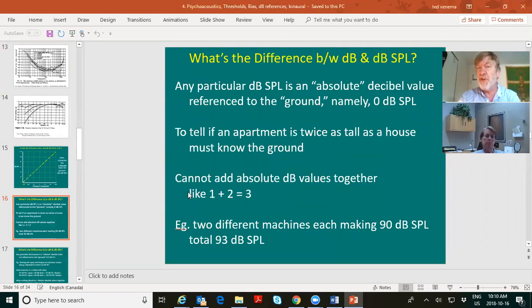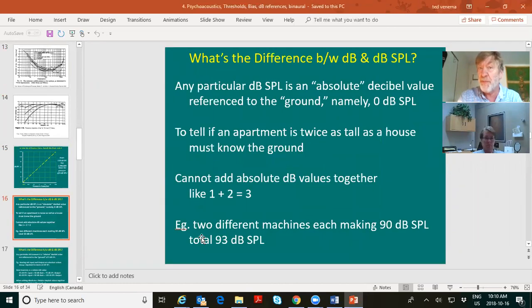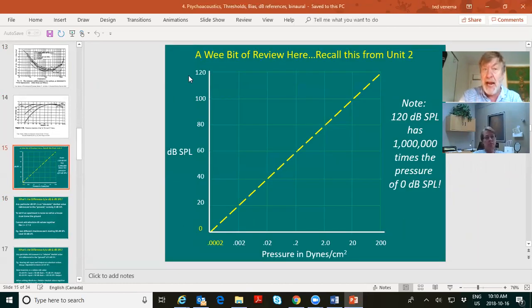And we covered the difference between dB and dBSPL. We said one's an absolute and one's a relative value, but you've got to know where the ground is, because otherwise you can't tell if an apartment is twice as tall as a house. So all these values here are absolute dB values. They're all referenced to this corner here. Okay.